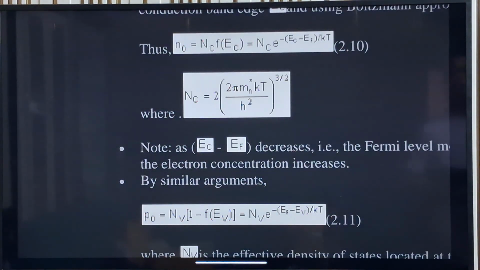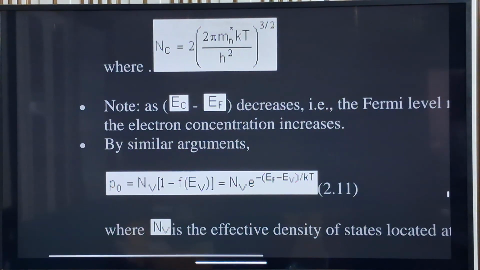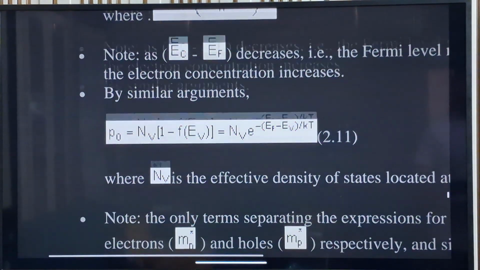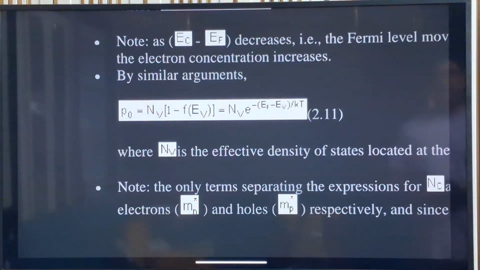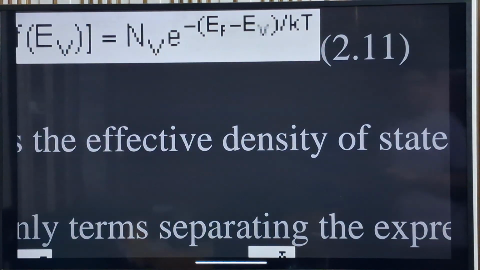Note that these terms are different. Originally we got Ec minus Ef. However, for p-type or holes, in the hole concentration formula, we get Ef minus Ev, since the Fermi level here lies above the valence band, right? If we took Ev minus Ef, this term would become negative. So that would be wrong.